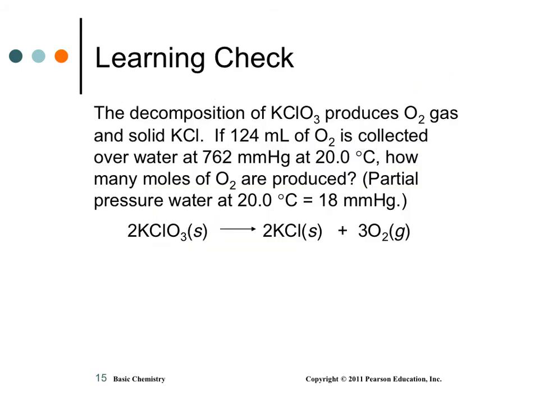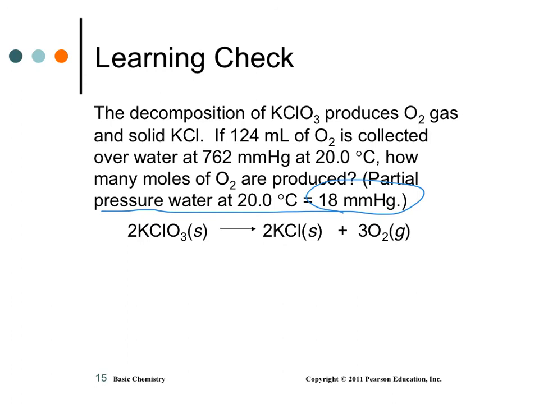So we have the decomposition of potassium chlorate. You all knew potassium chlorate. I didn't even have to tell you. Noah, I heard you say it out loud. It was awesome. It produces oxygen gas and solid potassium chloride. If we have 124 mL of oxygen collected over water at 760 at 20 degrees, how many moles of oxygen are produced? So again, I told you that you had to know this number.